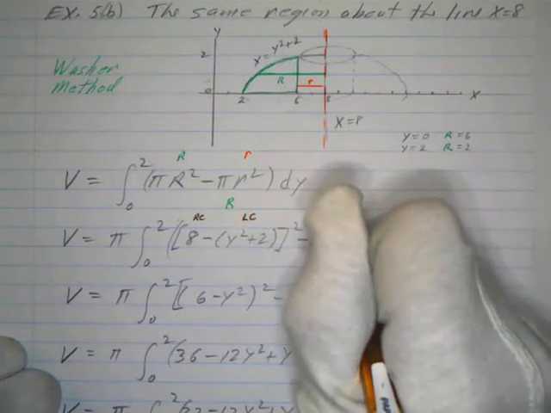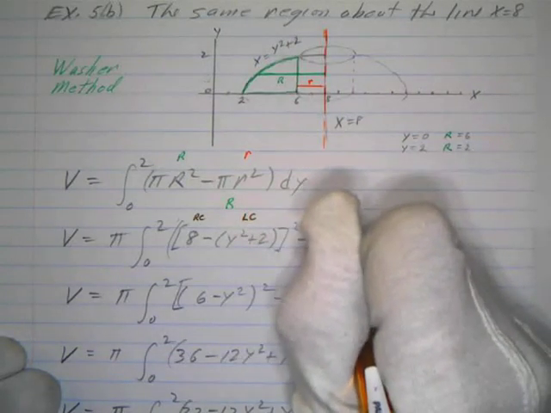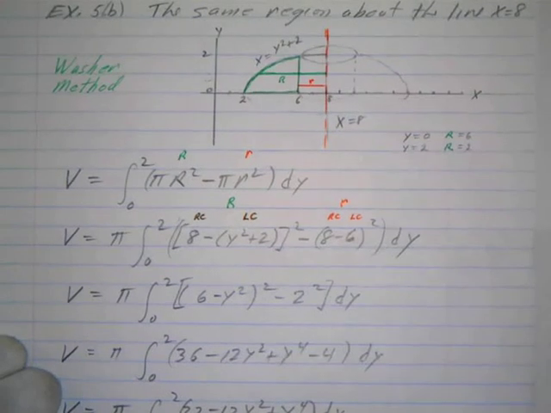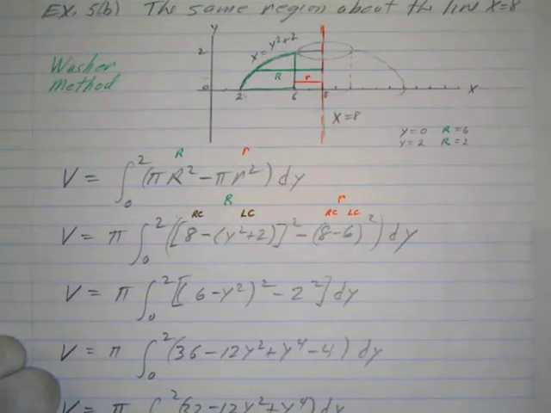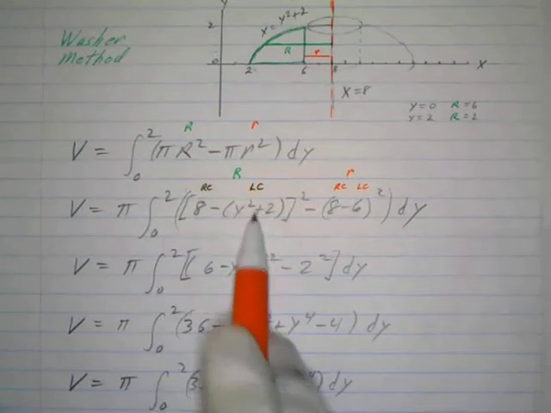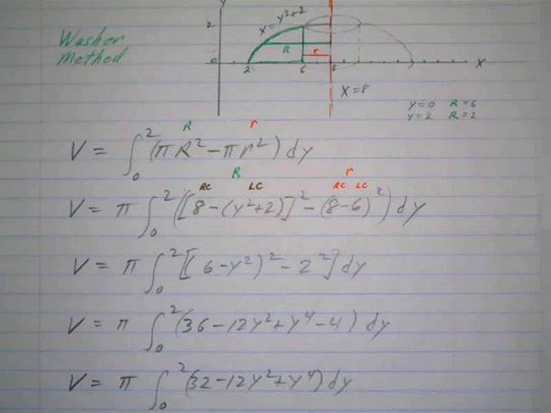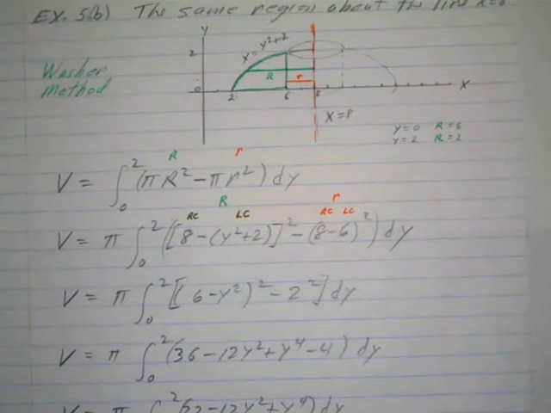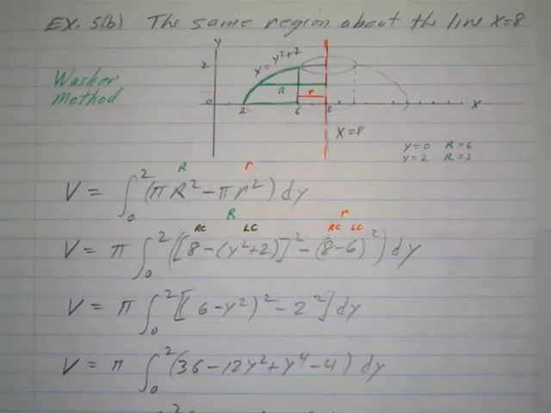Sorry about that. I should have done those separately. So there's big R and little r. I hope that makes sense. Big R, little r. Hope that helps.